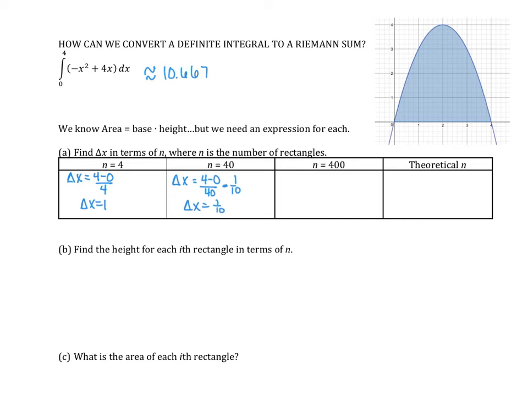And if we did 400, also not going to ask you to draw that, we would get the delta x was 1/100th. So that would be the width of each rectangle.